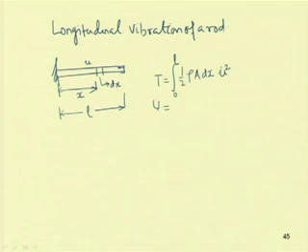Now, the potential energy of the system U can be obtained from the strain energy of the system. So, the strain energy of the system can be written as half of the volume integral of stress into strain, stress into strain into dV.